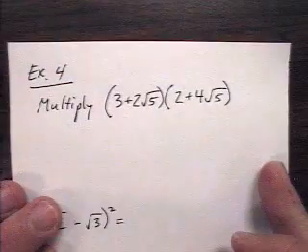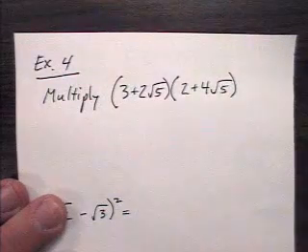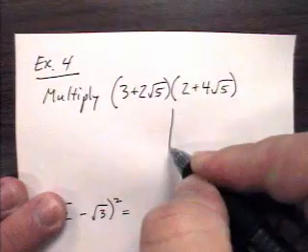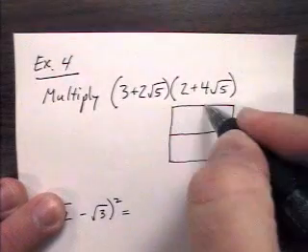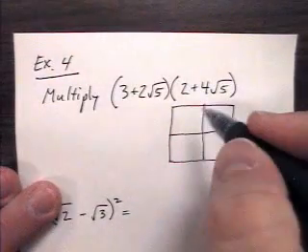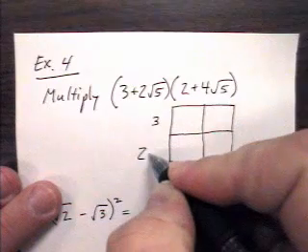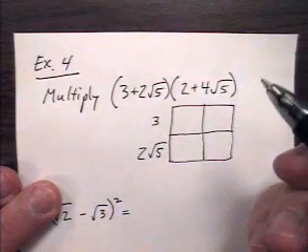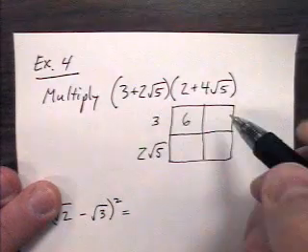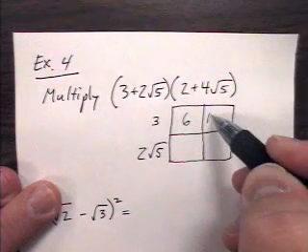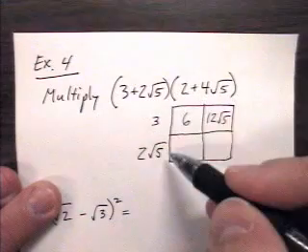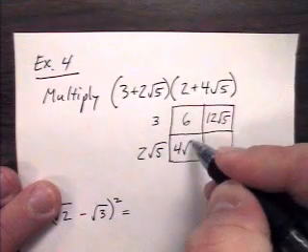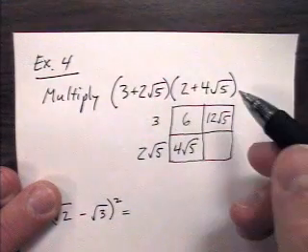Example 4 talks about when you can multiply these two things together. Well, multiplication, not terribly challenging for most of you. I think many of you will get it, whether you use FOIL or you use the box like I do a lot of times. 3 times 2 is 6. 3 times 4 radical 5 is 12 radical 5. 2 times 2 radical 5 is 4 radical 5.